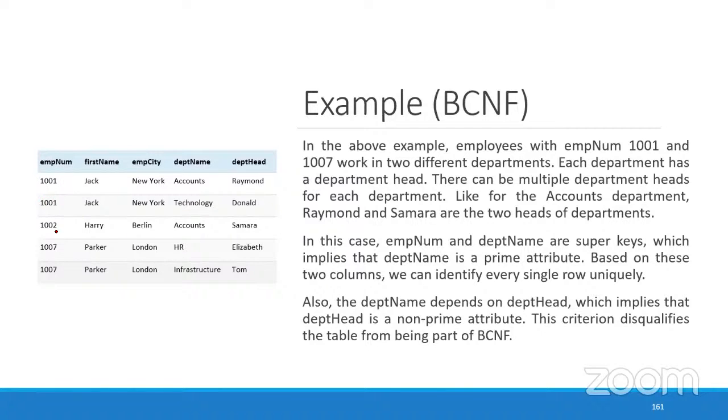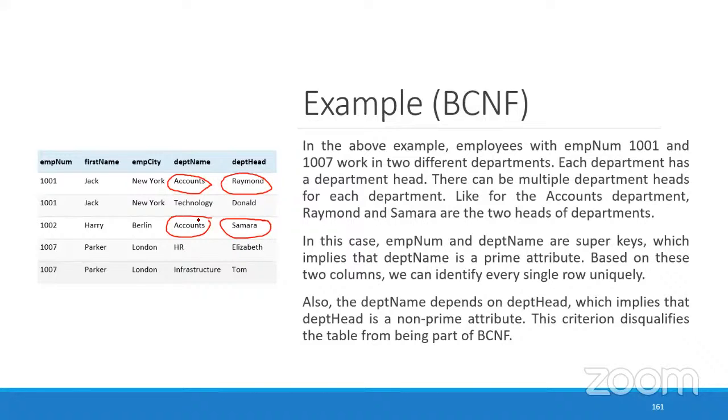Employee numbers 1001, 1002, 1007, 1007. So many employees are working here, in different departments, and the same department has multiple department heads. Initially you can observe the attributes. Here we have the same department, so we find two different department heads. Similarly, 1001 is working in New York City, but in two different departments. He is working in two departments.